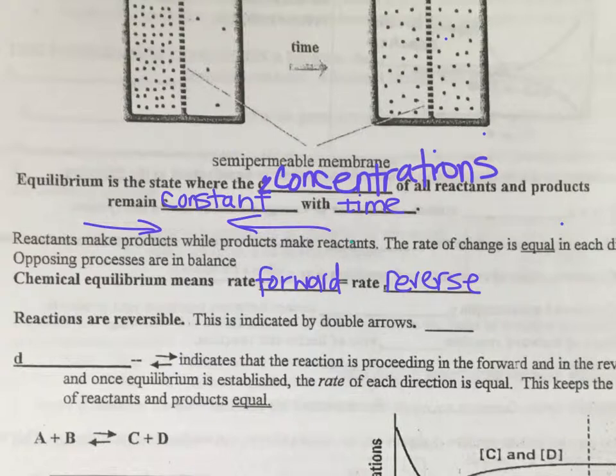All right. So reactions are reversible. This is indicated by your double arrows. Okay? So you'll see me draw it like that. I do half arrows, kind of like when we were doing our orbital notation. You can also just do that. That's not a problem. I've seen it both ways.